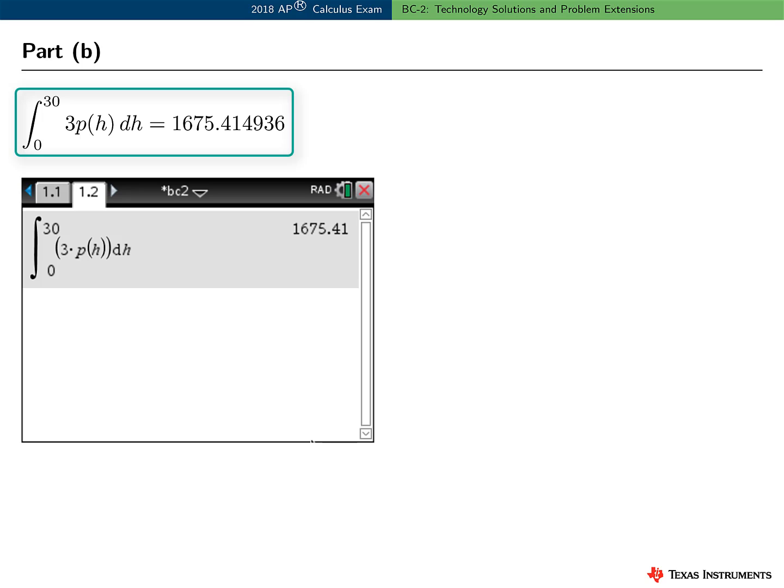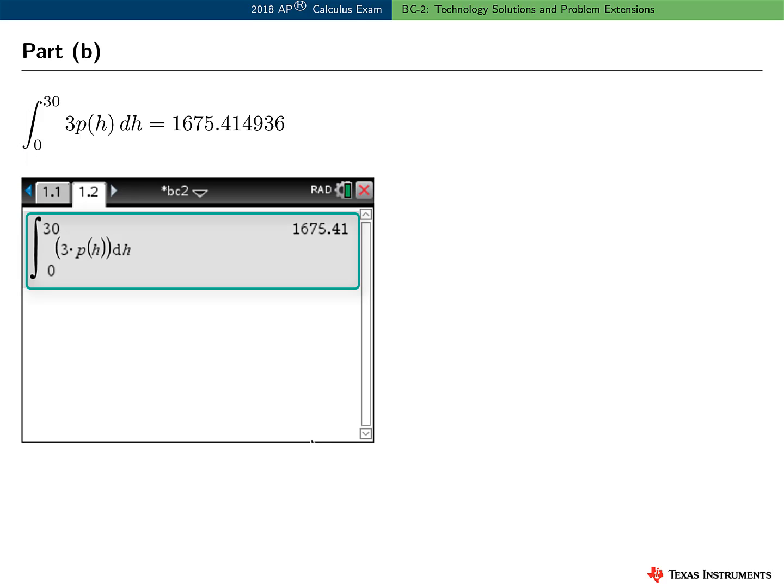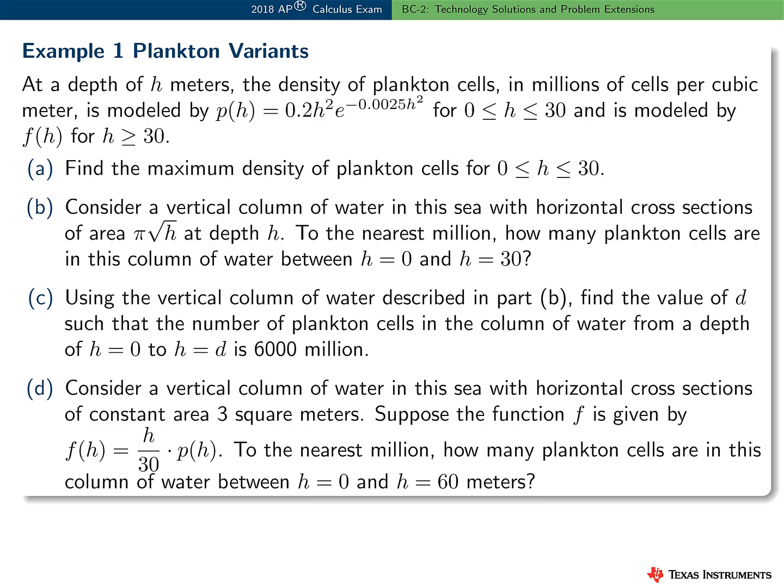In Part B, we need to find the number of plankton cells in a column of water. Conceptually, the student needs to set up a definite integral involving the cross-sectional area and the density of plankton cells. Once we have the definite integral, the final answer is pretty straightforward using technology. Again, using a TI-Nspire, I simply evaluated this definite integral. And rounding to the nearest million, the answer is 1675.